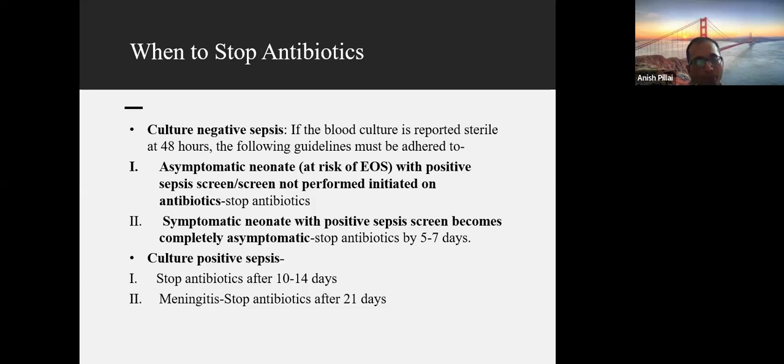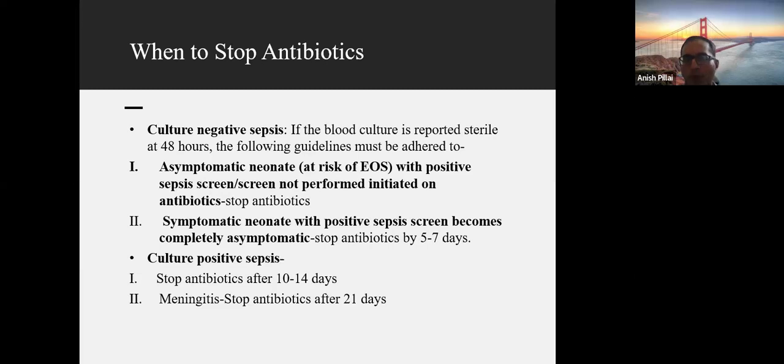Symptomatic baby who had a positive screen. Suppose the baby had a minor or transient symptom like respiratory distress, or initially some transient circulatory disturbance, but in 48 hours the baby has turned around and become very healthy. The culture also came clear, but this baby had a doubtful symptom, so you don't want to stop at 48 hours. You can give a short duration antibiotic course of 5 to 7 days, because this will be called culture negative sepsis. They were symptomatic, so we are still calling it sepsis. The first case will not be called sepsis. That was just a prophylactic antibiotic based on the risk factor or a positive sepsis screen.